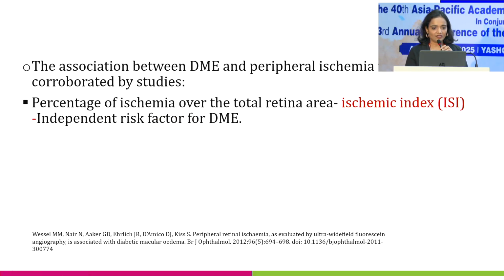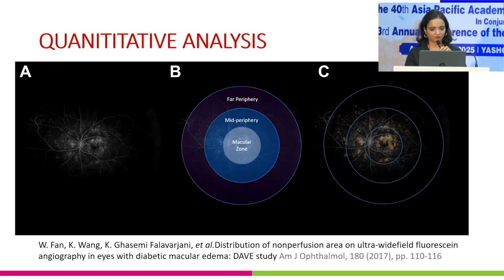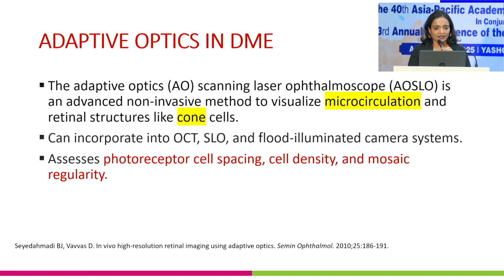You can calculate the percentage of the ischemia because it's almost like a panretinal view. It can tell you the ischemic index, which is studied to be an independent risk factor for DME. This is how we calculate the ischemic index based on the non-perfusion areas in the macular mid-periphery and the far periphery. Adaptive optics has been around for more than 10 years.